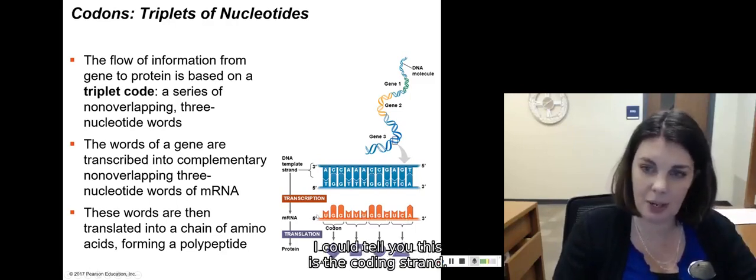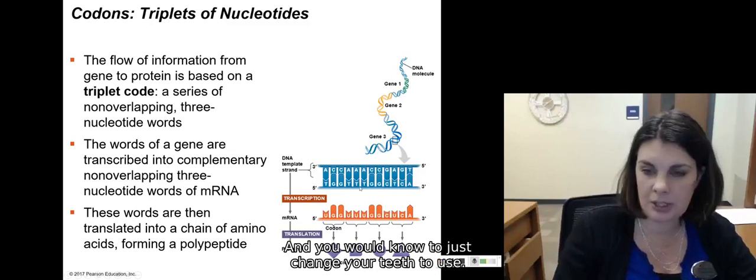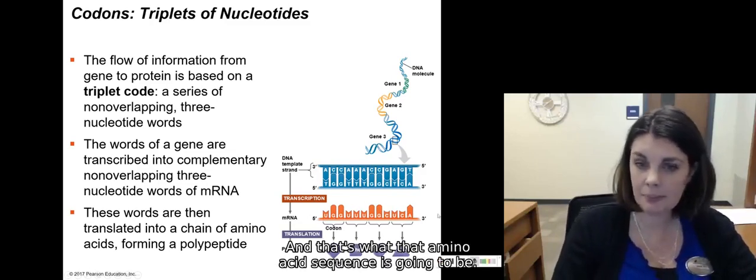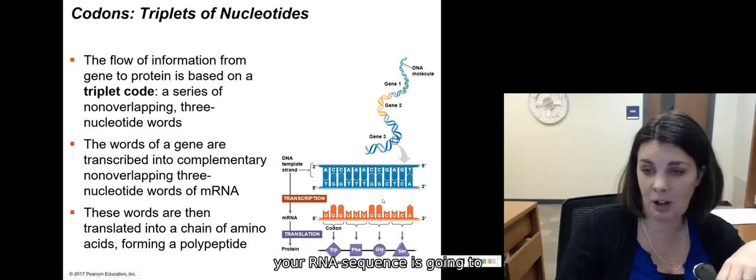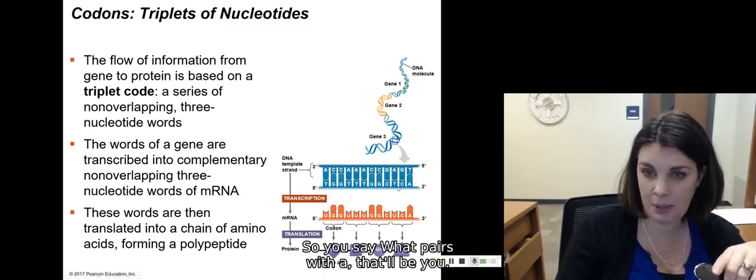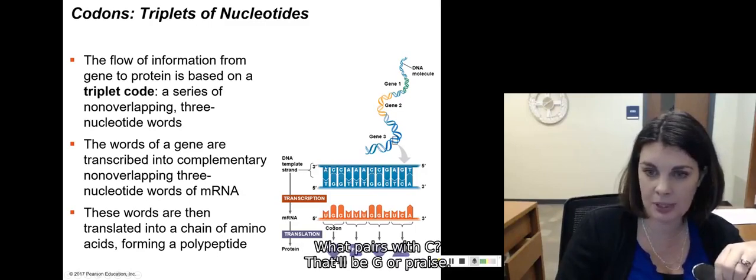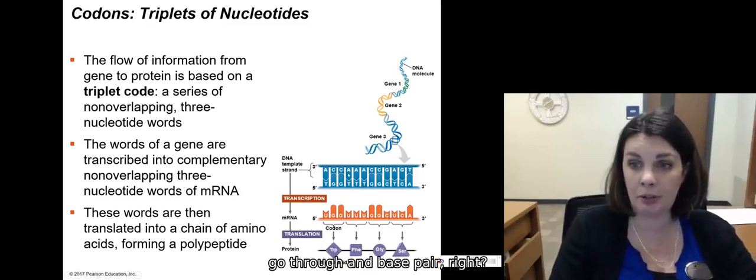So for any DNA strand that I gave you, if I told you this is the coding strand, you would know to just change your T's to U's, and that's what the RNA sequence is going to be. There's also another way to figure out what your RNA sequence is going to be, and that would be to base pair with each of them. So you can say what pairs with A, that'll be U. What pairs with C, that'll be G. What pairs with C, that'll be G. What pairs with A, that'll be U. That's how your cells do it.